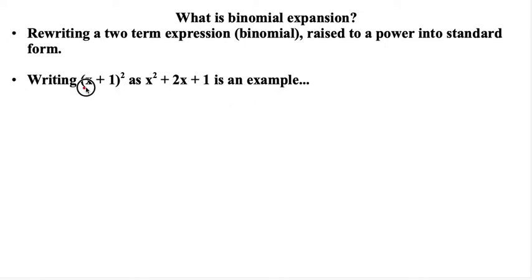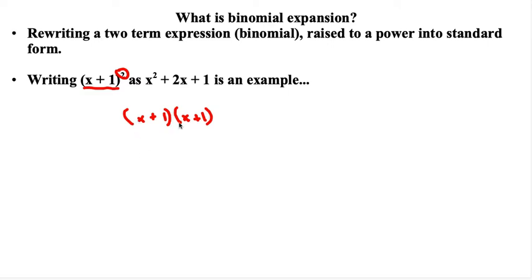So x plus 1 quantity squared would be a binomial raised to some power. In an expanded form, it would look like x squared plus 2x plus 1. So, of course you know this, but we arrive at that by taking x plus 1 squared and rewriting it as x plus 1 times x plus 1, and then we take everything in the first set.